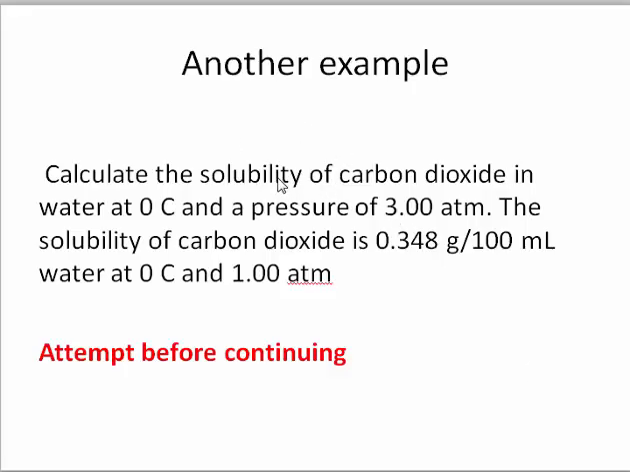Here is another example involving the solubility of carbon dioxide in water at 0 C at a pressure of 3 atmospheres. The solubility of carbon dioxide is 0.348 grams per 100 milliliters at 0 C in 1 atmosphere. Note that you cannot use the Henry's law constant for carbon dioxide that appeared earlier in this lecture in a table, as that one applies at 25 Celsius. However, you have enough information here in this statement to solve the problem.